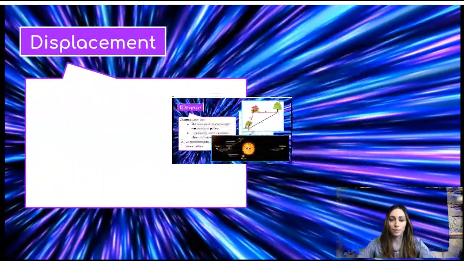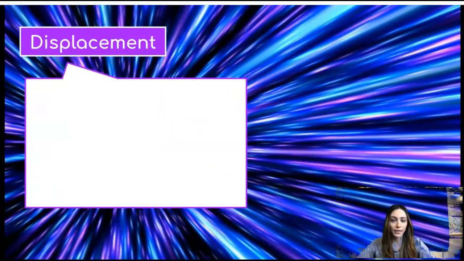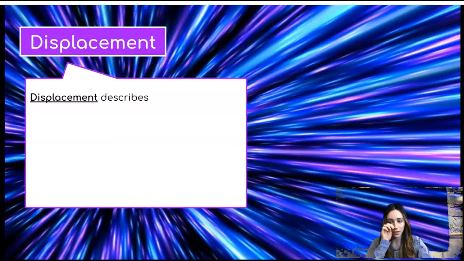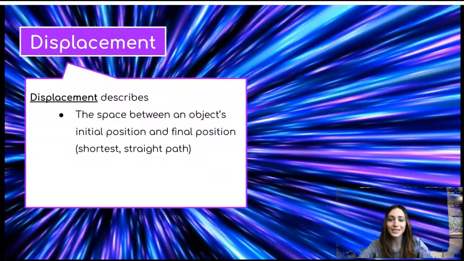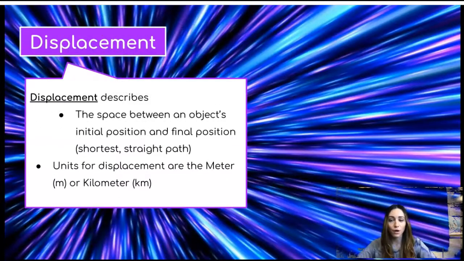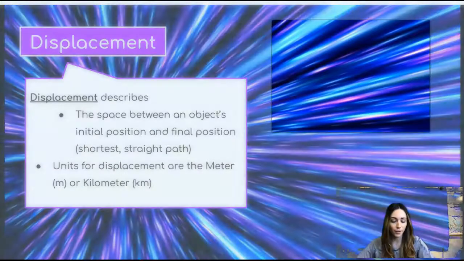Next, we'll talk about displacement. This is a term that can easily get confused with distance, but has a very specific difference. Displacement, on the other hand, describes the space between an object's initial position and final position over the course of its motion. This means it is the shortest straight path between the point that the object started at and the point that it ended at. The units for displacement are also the meter and the kilometer.